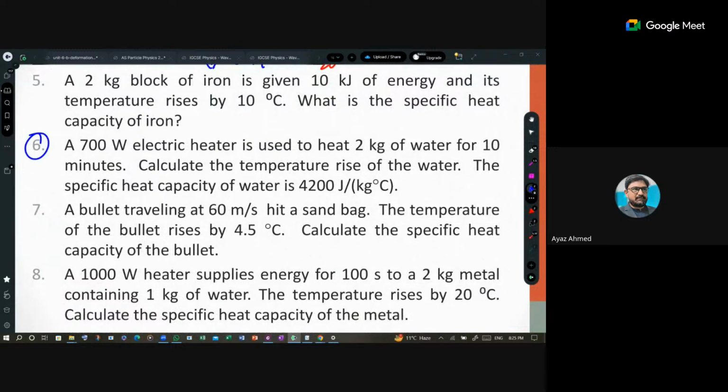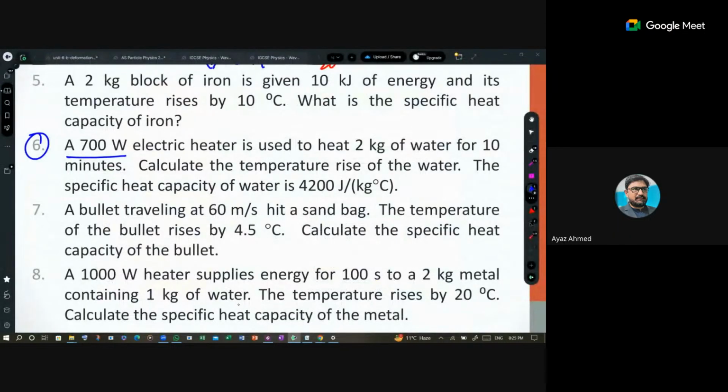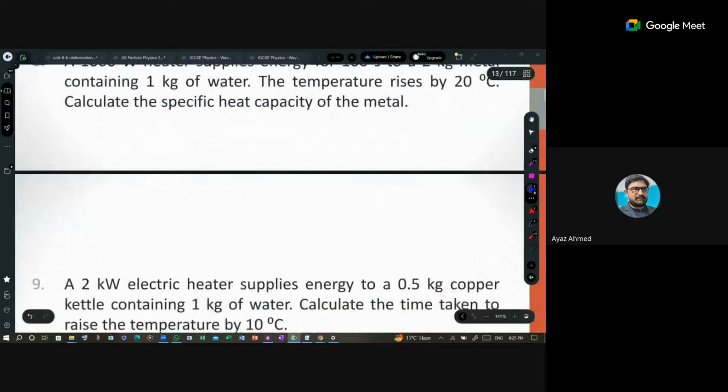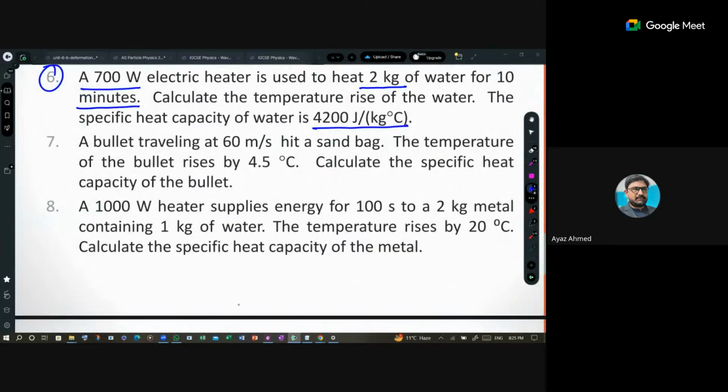Now I'm going to solve question number 6. A 700-watt electric heater is used to heat 2 kg of water for 10 minutes. Calculate the temperature rise of the water where its specific heat capacity is 4200 joules per kg per degree. I did not leave space to solve this question, so I have to use this one. So this is question number 6 solution.